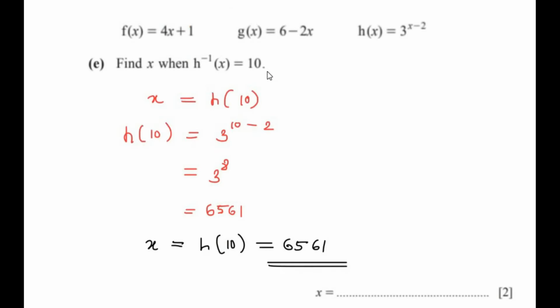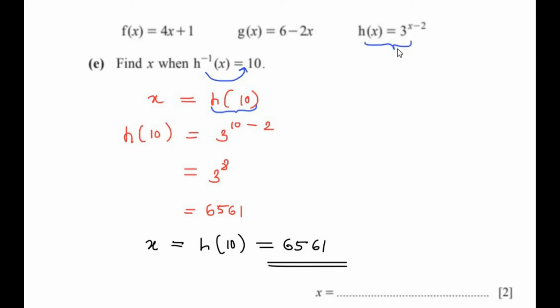Now the last part of this question, find x when h inverse of x is equal to 10. Now here we can take this h inverse on the other side of the equal to sign. So this given equation rearranges as x equal to h inverse changes to h. So we get h of 10. Now once we have got it in this format, we can just substitute the value of x as 10 in this equation to get the value of h of 10.